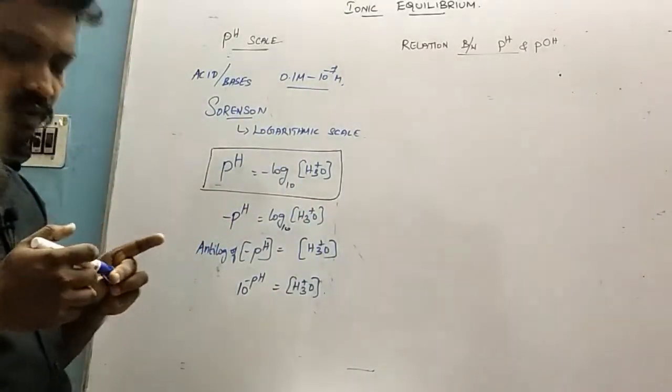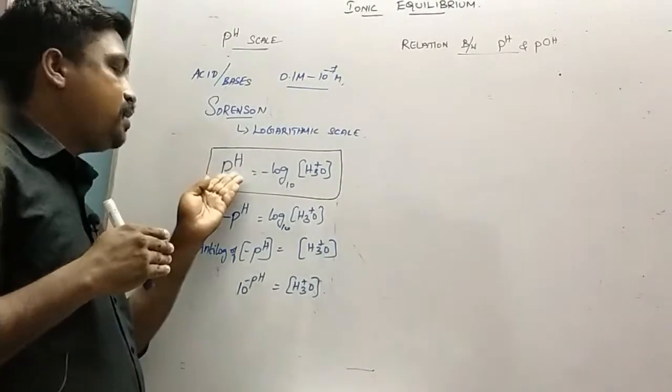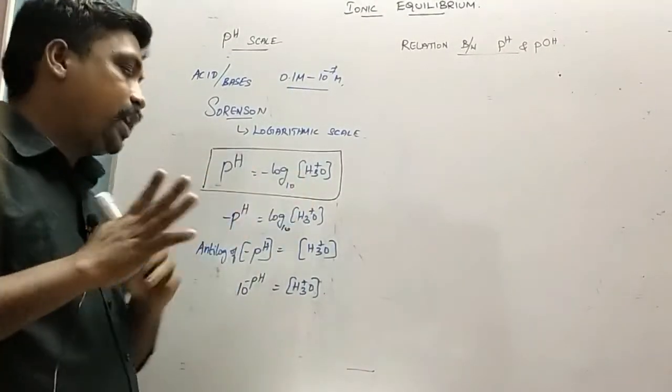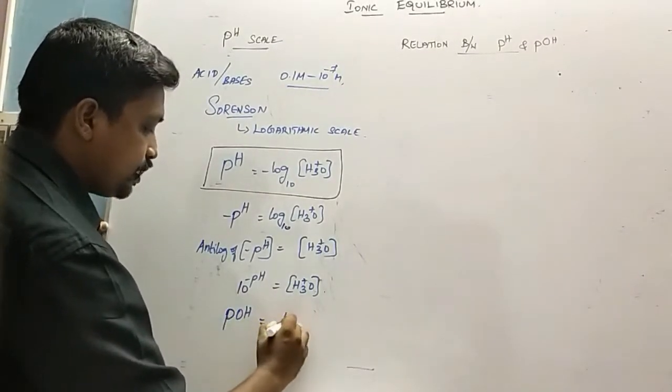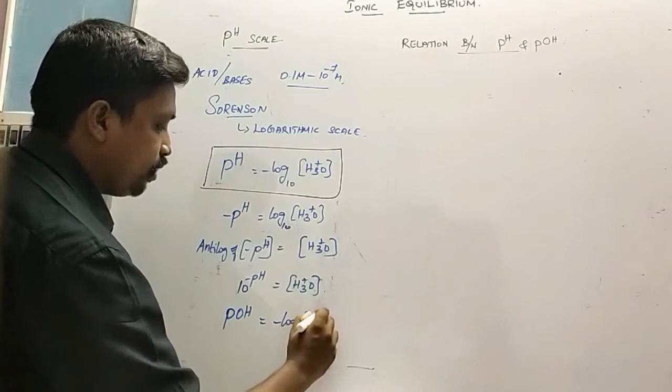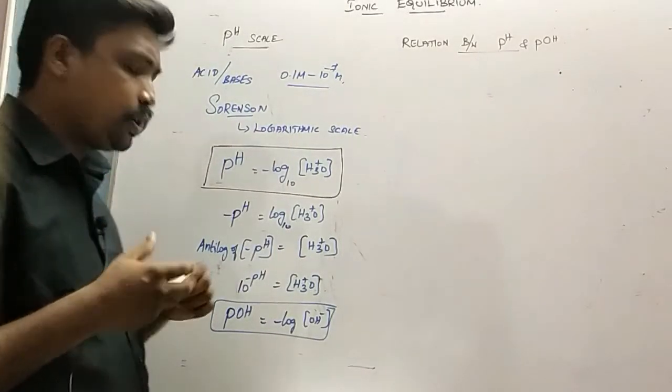So we can write in several ways. The same equation can be repeated in several ways. Keep it in mind, pH is nothing but the negative logarithm of hydrogen ion concentration. Similarly, pOH is the negative logarithm of hydroxide ion concentration, right? Okay.